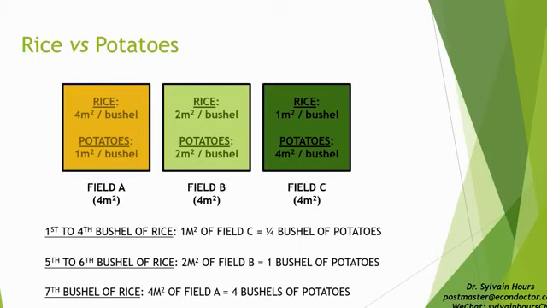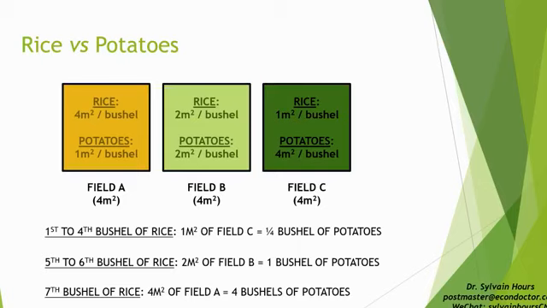Field B is just so-so. You would need half the field to produce one bushel of potatoes. And field A is pretty good at producing potatoes, as you only need 1/4 of your field to produce each additional bushel. Okay, so now let's say that we want to produce rice.